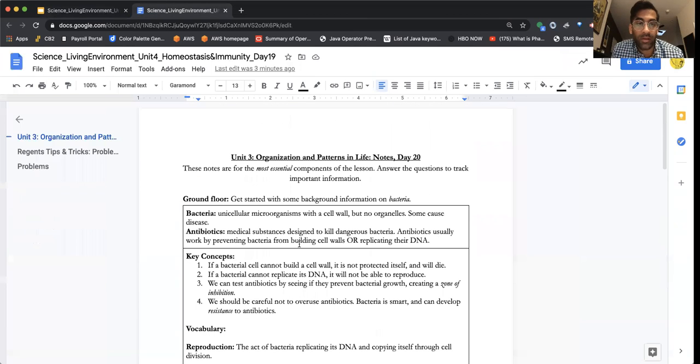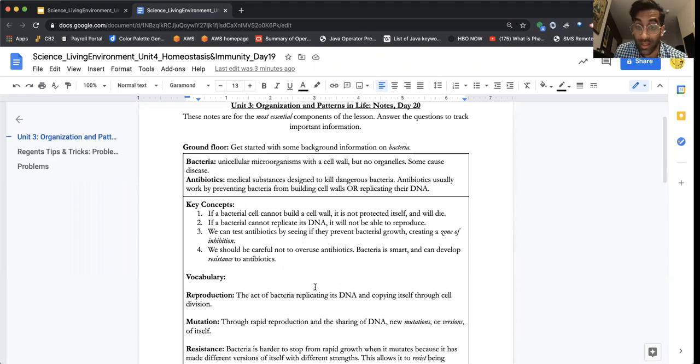And so I've created my usual resource for this. We have our definitions of bacteria and antibiotics that I've already discussed. You can go here to review the key concepts about not only how bacterial cells are prevented from growing by antibiotics, but also how we test antibiotics and then why we shouldn't overuse them. And the basic reason behind why we shouldn't overuse them is that bacteria is kind of smart in a way. It will develop resistance.